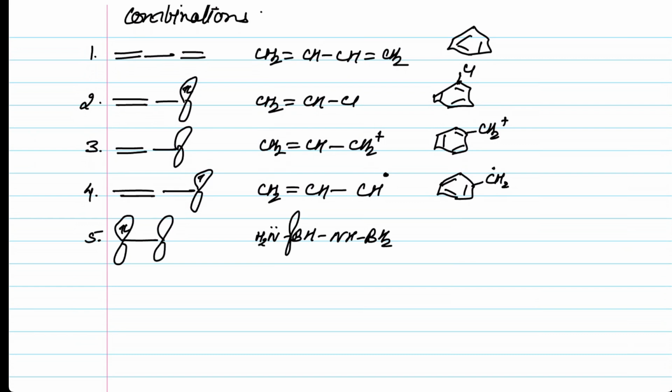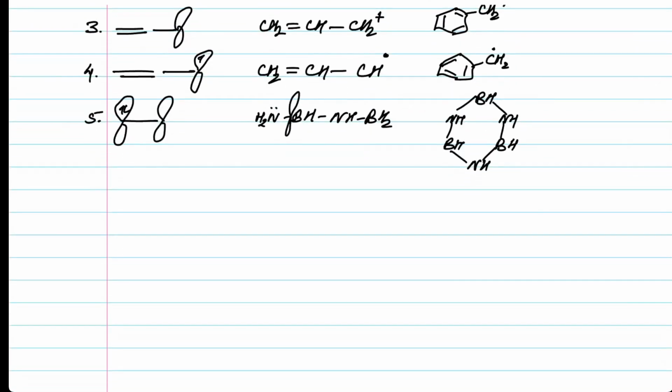We could have it in the cyclic structure as well, like we have BH, NH, BH, NH, BH, and NH. Now, this particular structure is called borazine, borazole, or inorganic benzene. This has a cyclic conjugation. It happens to be having the condition satisfied. So, this particular compound again is conjugated, but it does not contain any carbon in it.